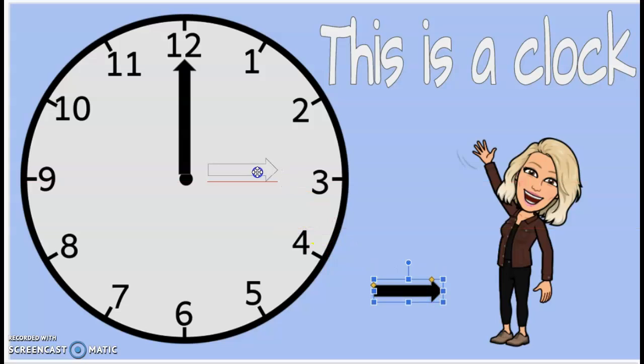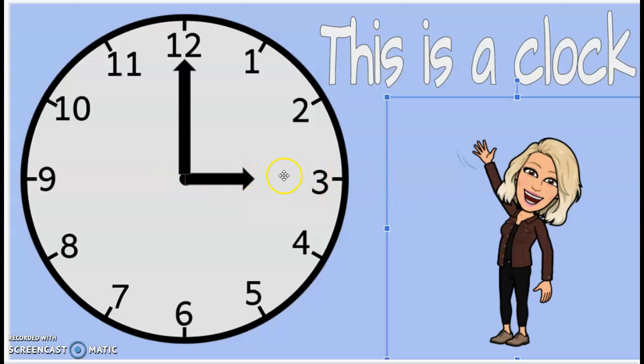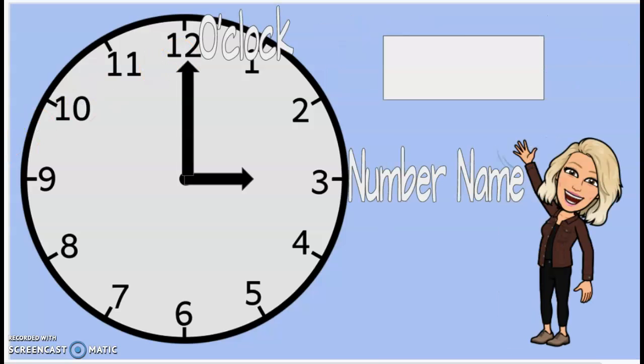All right, so let me show you. It'll be easier to show you like this. All right, so if this is my short hand, it is the hour hand. So whatever number that it is pointing to is going to say its name. So 3 o'clock. So let's look at this next slide.